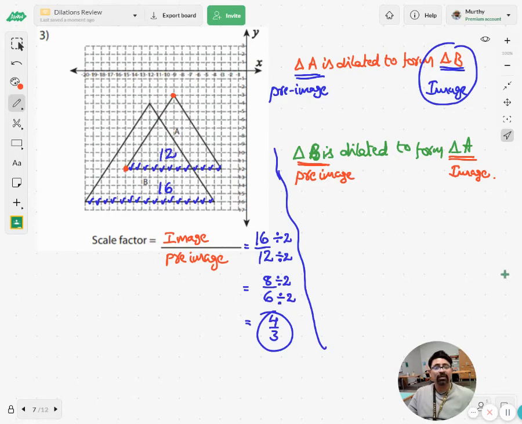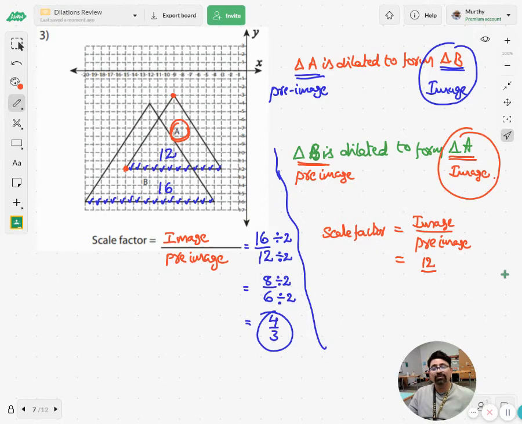Okay. So once again, scale factor condition. You know that SIP. So that is image over pre-image. So image means this time it is A. So A means that is the small triangle you can see here in the diagram. So image is 12, and pre-image, you can see that it's B. Therefore, B you can see here, that is 16.